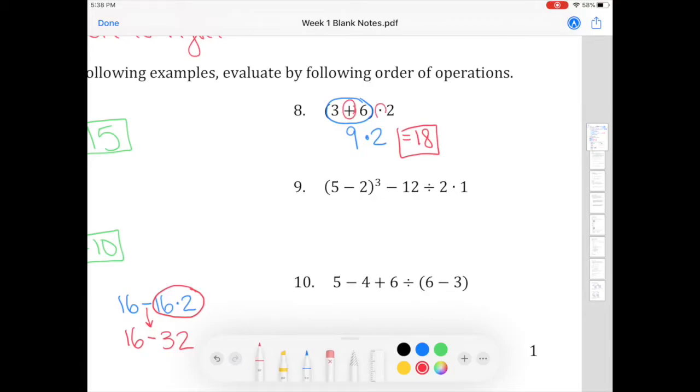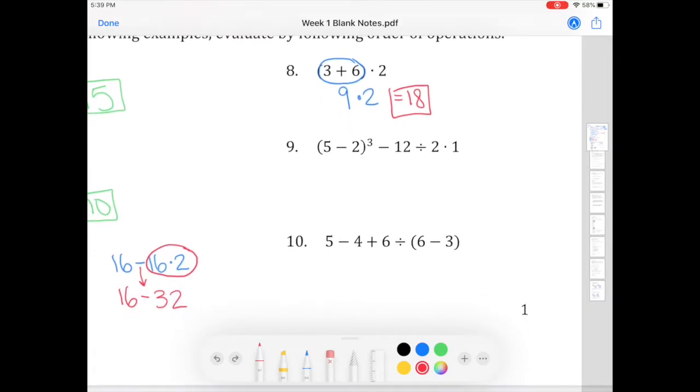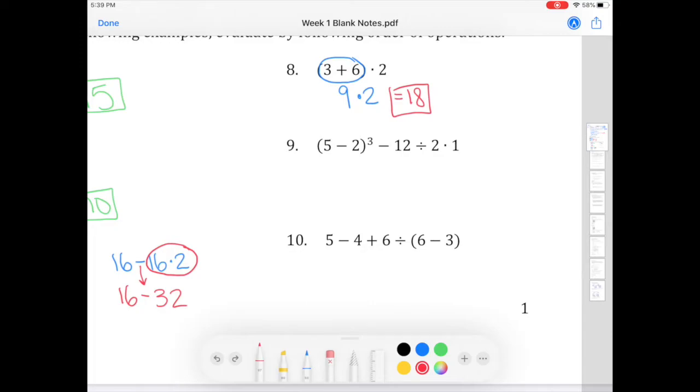So the big hang up, I guess, with this one, I said it was easy, but some people might get thrown off because it does have addition and multiplication. And typically you would do multiplication first, but P comes first, so you have to do the parentheses first.